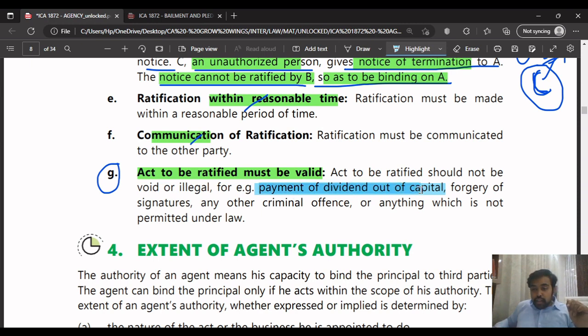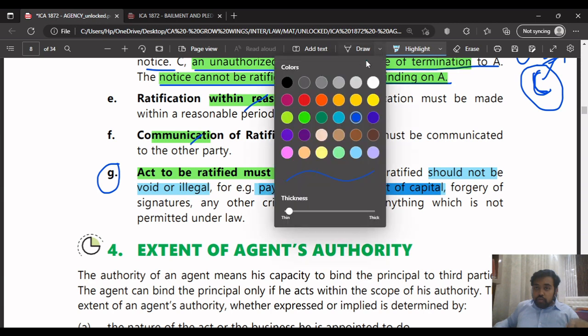So payment of dividend out of capital, that act itself is illegal. Payment of dividend out of capital is not allowed as per the Companies Act. You can pay dividend only out of the profits. You cannot pay out of the capital. I hope you know that. It is illegal, which means it is void. So an act which is void or illegal cannot be ratified. If it is illegal, how can you ratify it? So the act to be ratified should not be one which is void or illegal. Payment of dividend out of capital is illegal, and this is very important, which you should remember.